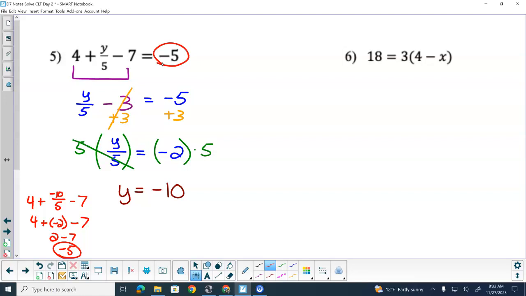What's our last step? Huh? What's our last step in every problem? Check it. Don't be lazy. I know I'm right.